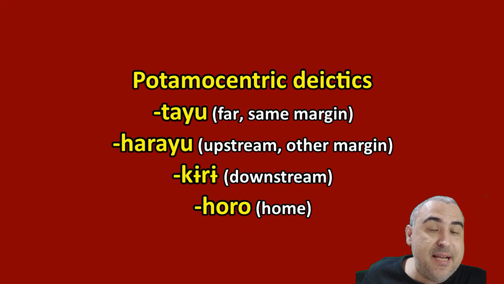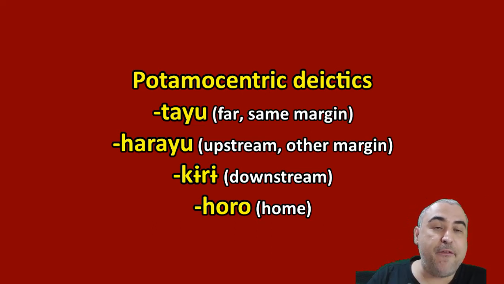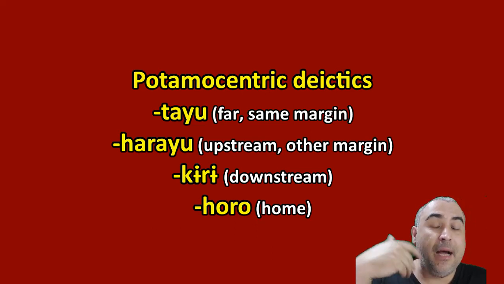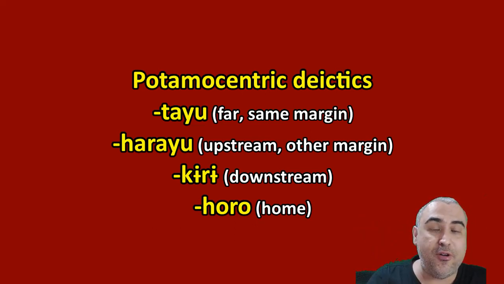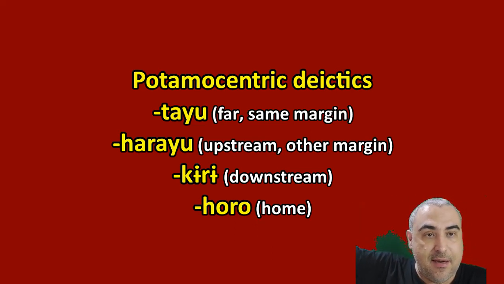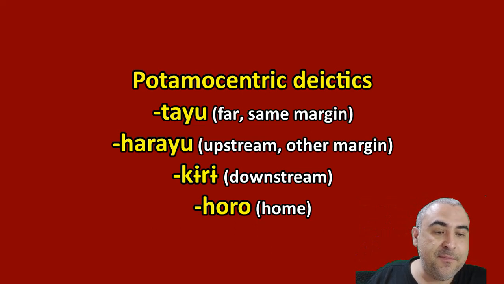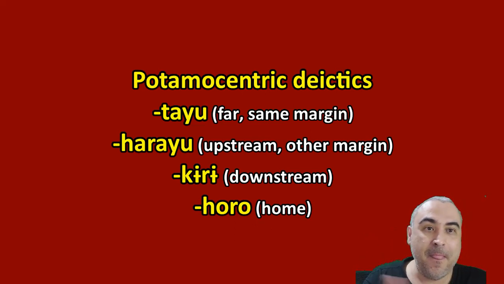What's interesting about Yanomamo is that, given that their lives revolve so much around the river, moving around in canoes or along the rivers, the language itself marks the verb for whether an action happened upstream, downstream, on this side of the river, on the other side, or near their home, their station. So tayo is far from here on the same margin. Harayo means upstream on the other margin of the river. Kire means downstream, and horo means back home, back in the tribe, back in the village. That's all standard verbal conjugations. You can add those morphemes to the verb regularly.